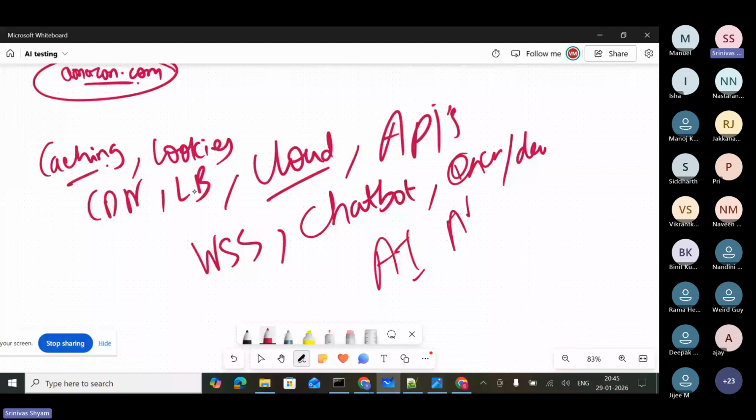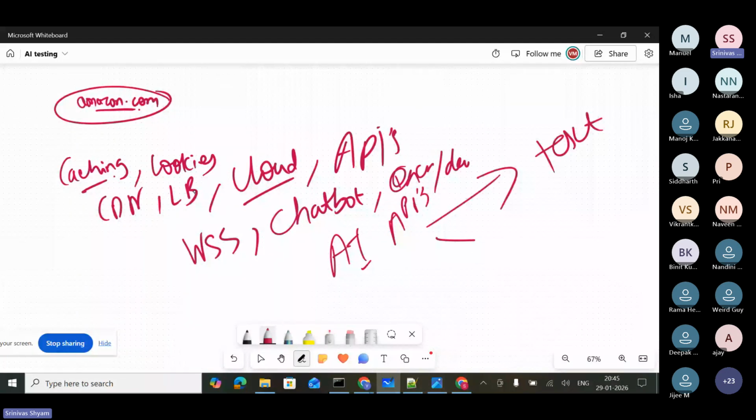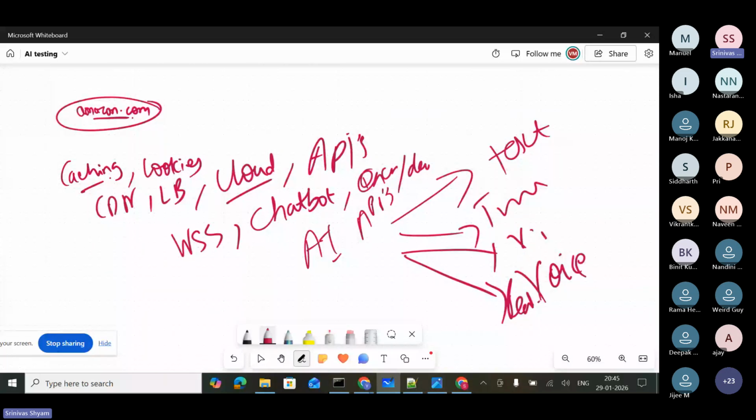For example, for some time we saw only text. There is image generation, there is video generation, there is voice, live real-time voice. Real-time voice APIs are there. Each has a different approach of testing and all, so those also we will be seeing.